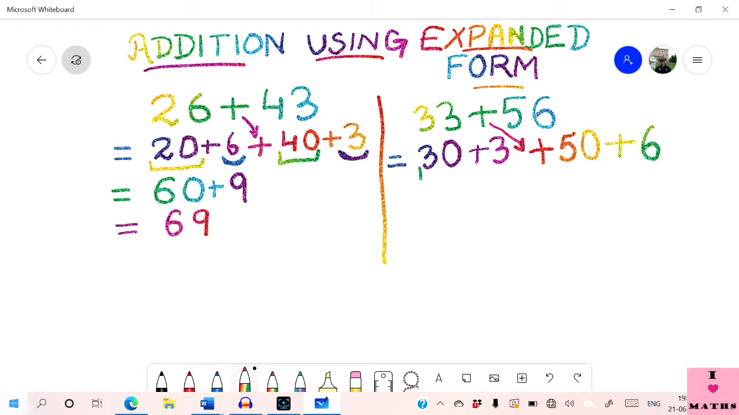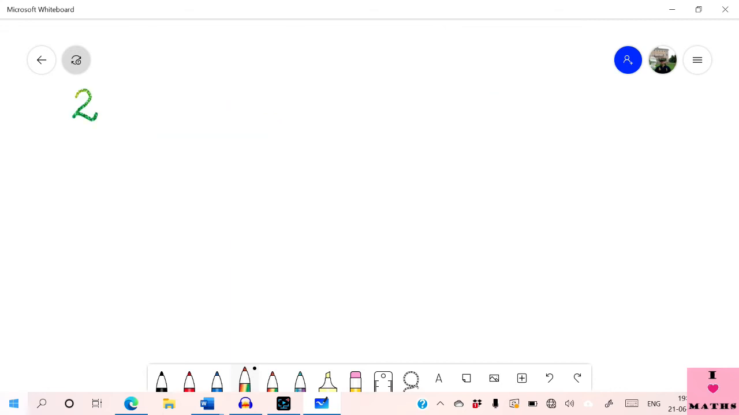Now it is so easy to add this 30 and this 50. 30 plus 50 is 80. And 3 and 6 is 9. So 80 plus 9 is 89. Okay. Now let us take some bigger numbers.